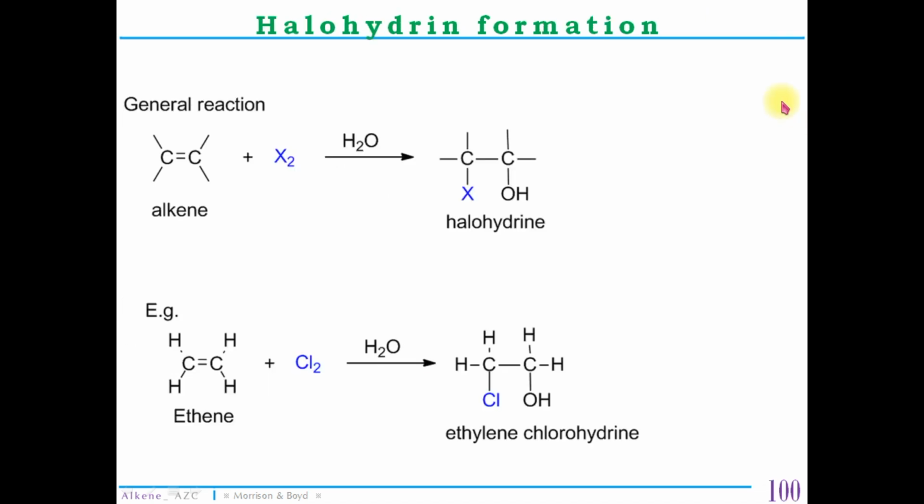The next reaction is halohydrin formation, where halogen is reacted with alkene. In the presence of water, we will get a halohydrin, where the carbon containing the halogen has an adjacent carbon containing a hydroxyl group. An example is ethene reacted with chlorine in water as solvent, which gives ethylene chlorohydrin.